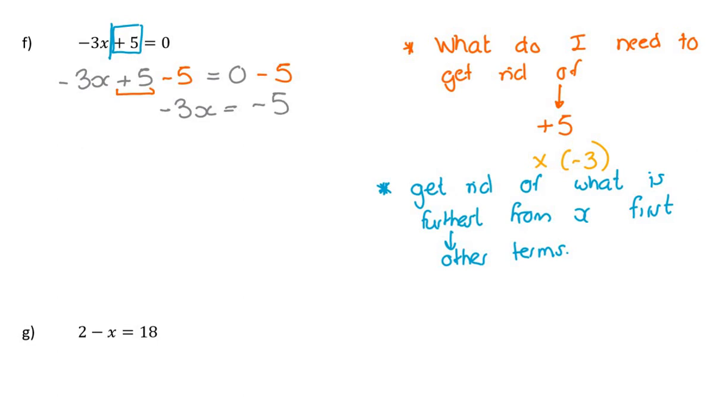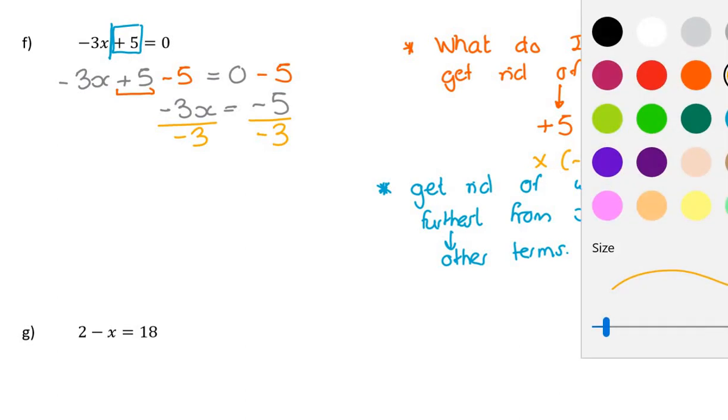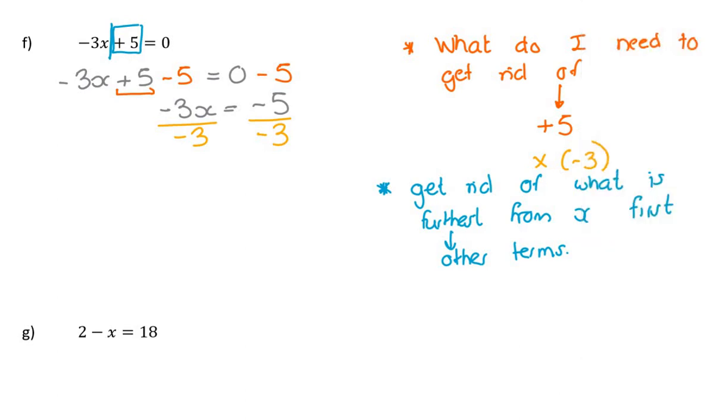Now how do I get rid of multiplying by negative 3? I'm going to divide by negative 3. But what you do to one side, you do to the other side. So my negative 3's now end up cancelling, and I simply get x. Now you could simplify this on your calculator, but a negative divided by negative is a positive, and 5 divided by 3 doesn't really simplify.